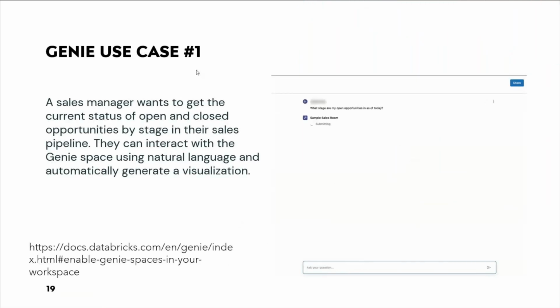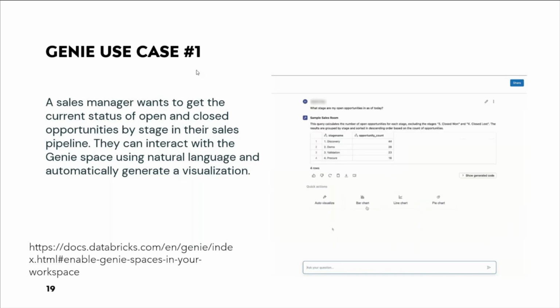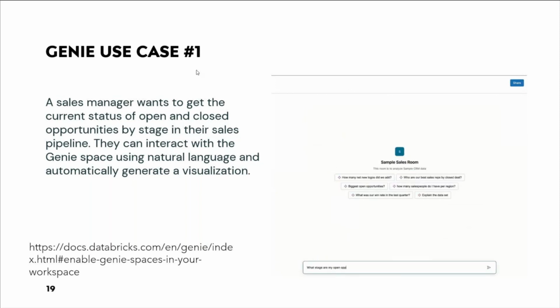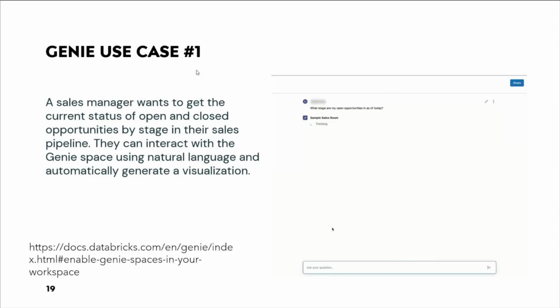Some use cases for this, and these are just directly from Databricks. A sales manager wants to get the current status of an open and close opportunities by stage in their sales pipeline. They can interact with the Genie space using natural language and automatically generate a visualization.